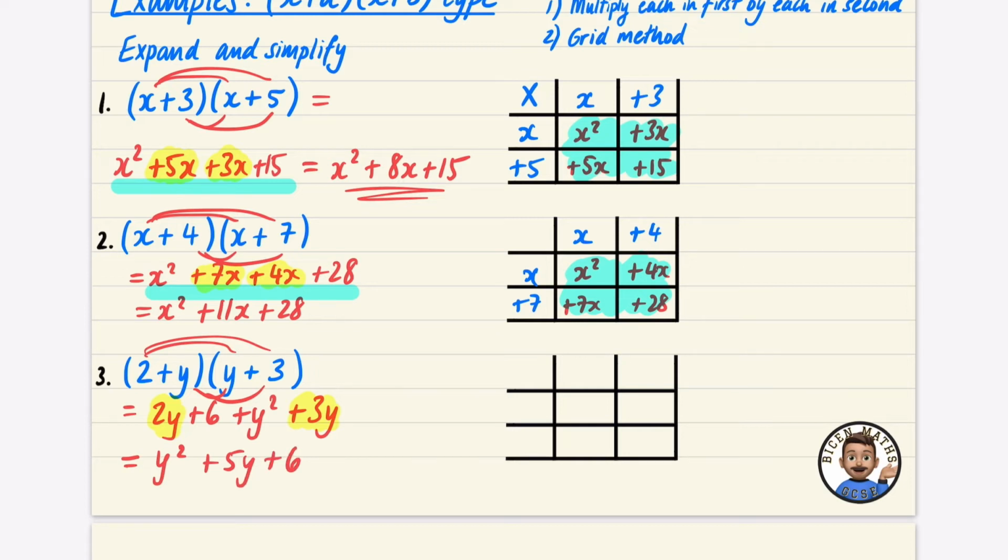Now in the grid method, you could do it as 2 plus y if you want to. You could write it as y plus 2 because they're the same as each other. I'm going to stick with 2 plus y and y plus 3. We're multiplying these together, so I guess I should put that multiply symbol. So that's 2y, that's y squared, that is a positive 6, and that one here is going to be a 3y. That's a positive 2y and it's a positive 3y. So when we add all of these bits together, you end up with exactly the same thing that we had on this side over here.